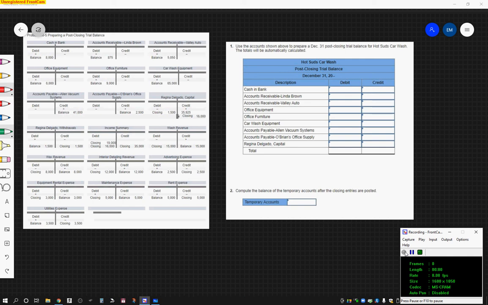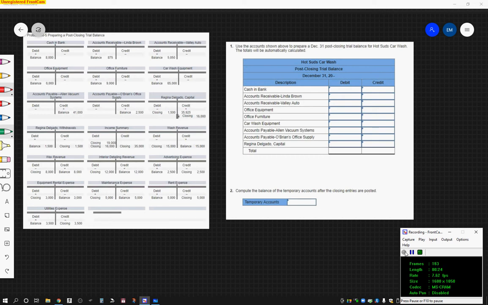Welcome to 10-5, preparing a post-closing trial balance. As we discussed in, I believe, number 2 in this working paper, the post-closing trial balance only has in it the permanent accounts. There are no temporary accounts, so you're looking at all the different T accounts that are listed, and it can get a little confusing, but it's a lot easier than it looks.